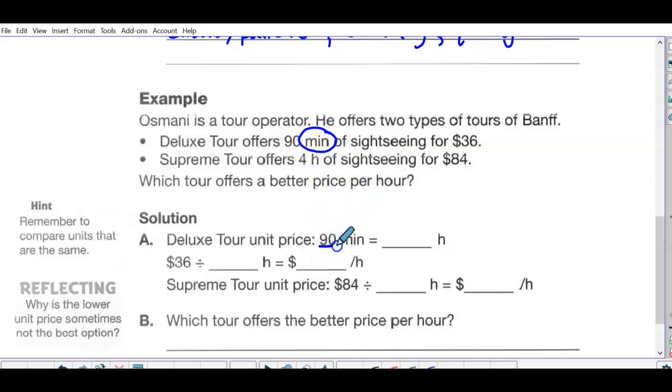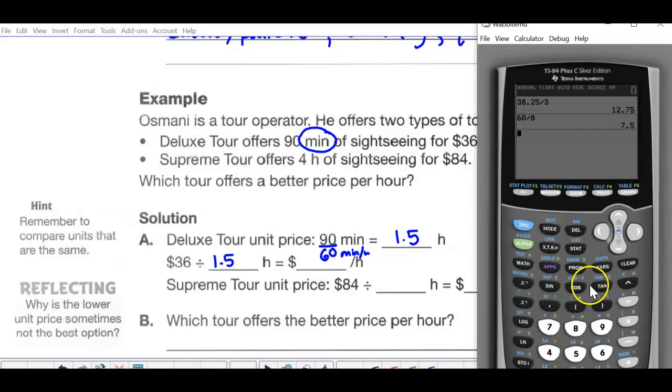So remember, there's 60 minutes in an hour. So 60 minutes per hour. If we divide that, then we get 1.5 hours. Okay, so hopefully you already know that 90 minutes is 1.5 hours, but if you didn't, you divide by 60. So then we want to take that price and divide by 1.5. If you're not sure, you can do that in your head, but if you're not sure, then you can use your calculator. All of these money questions, you will have a calculator available to you. So that's $24 per hour.